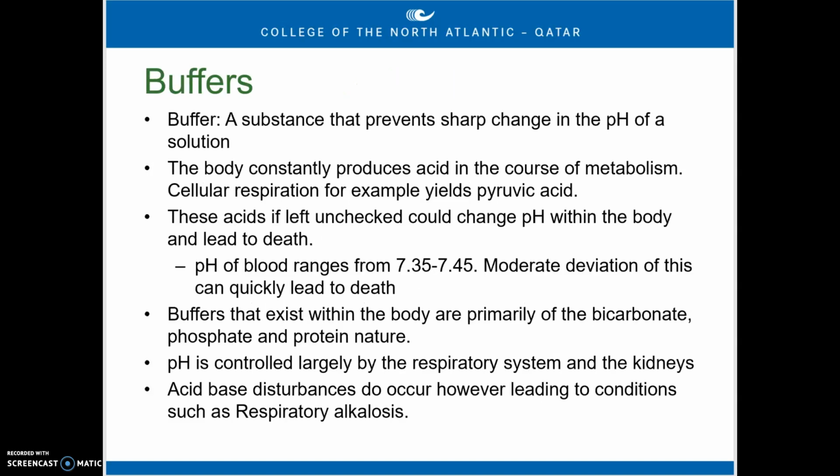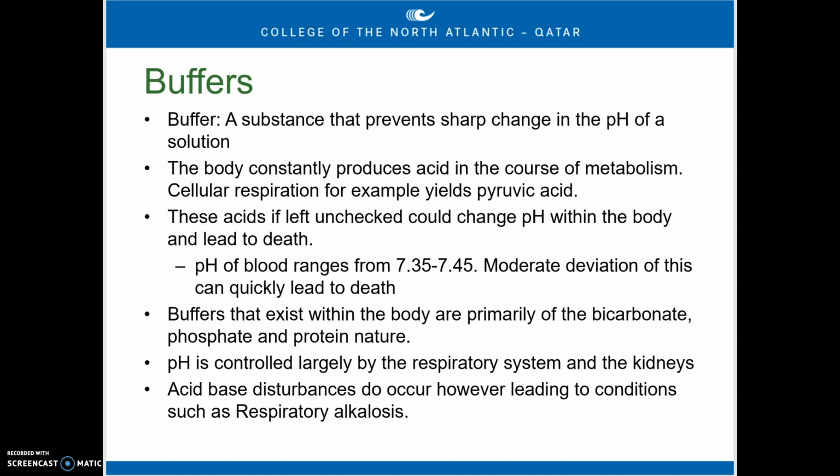One of the things that our body does is it creates acids. A lot of our metabolic reactions will create acids, and this can have an effect on the pH of the blood, for example, which is something we need to keep very constant. So a buffer is a substance that prevents a sharp change in pH of a solution. Now our body will produce buffers generally from bicarbonate or phosphate or a protein in nature, and we secrete them so that we can control pH.